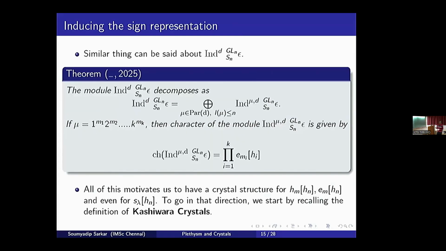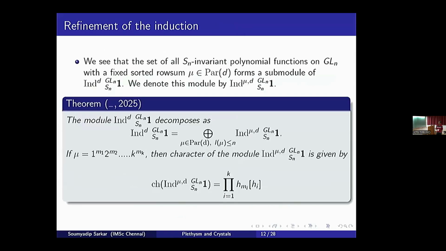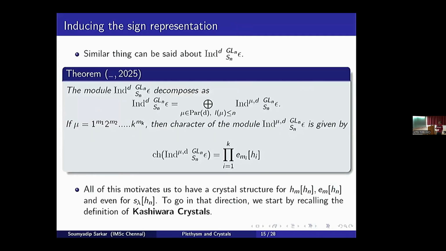And one can do the same thing for the sign representation. You can take the sign representation of S_n and induce it to GL_n. And the character of that is a product of e_{m_i} plethysm h_i. So previously it was h_{m_i} plethysm h_i. But when you induce the sign, you just get e_{m_i} plethysm h_i.